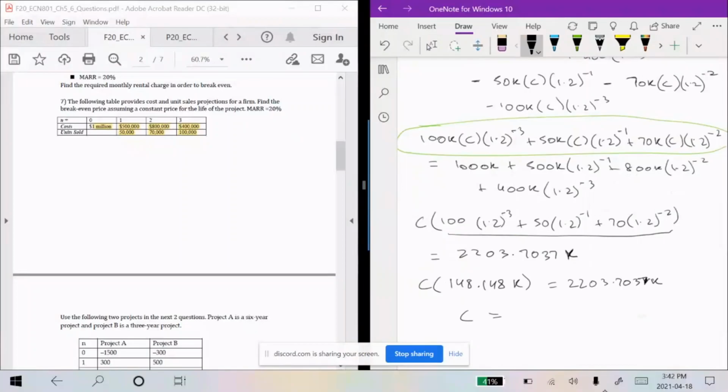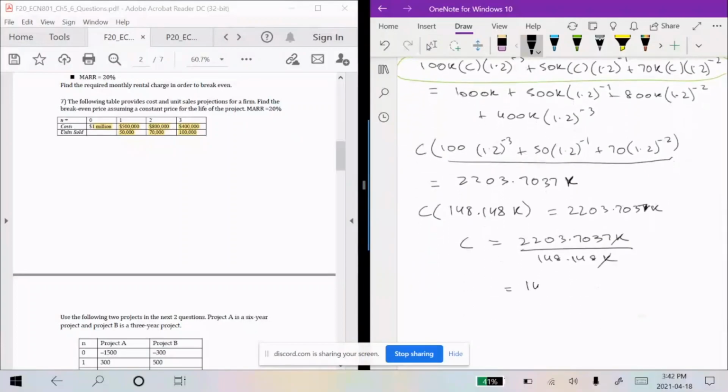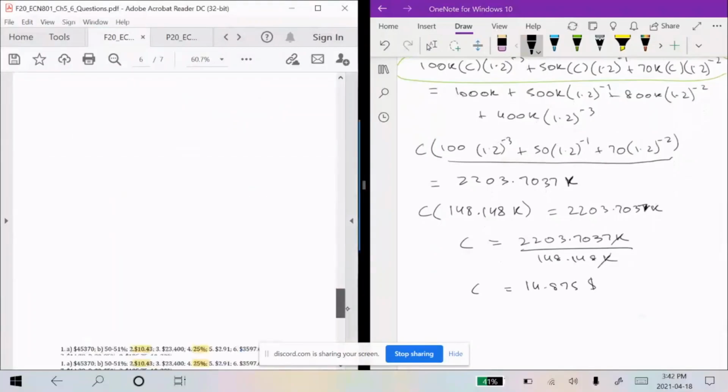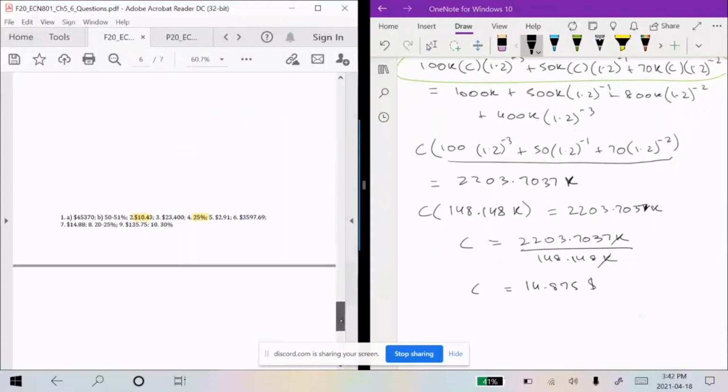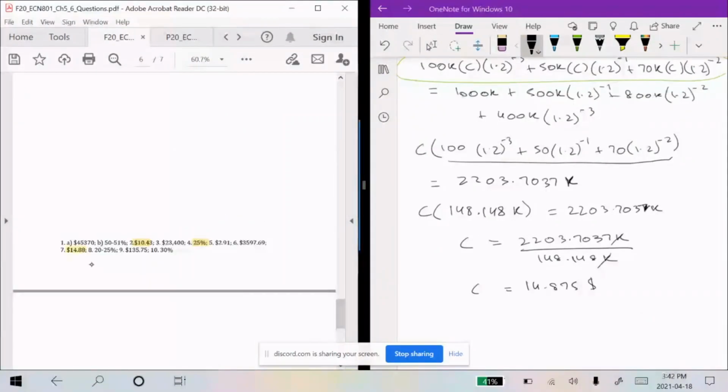Now you just solve for C. You get 2203.7037 divided by 148. You get 15.875. This is the cost per unit. Let me check if that's right. Here's the seventh one. 14.88 is what he got. He just rounded this off. All right, that's correct.